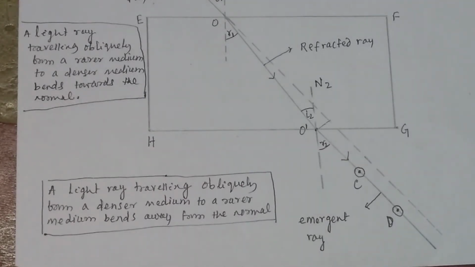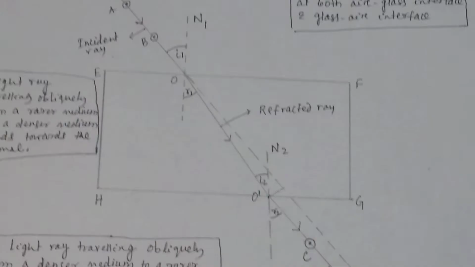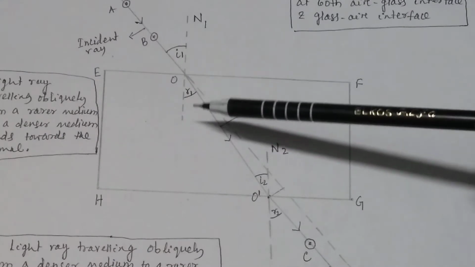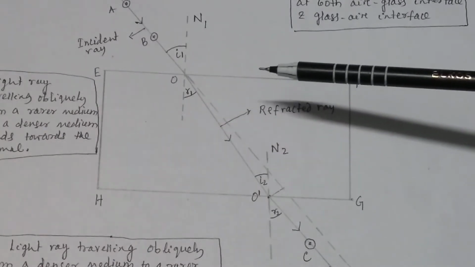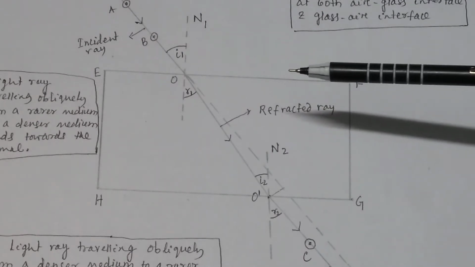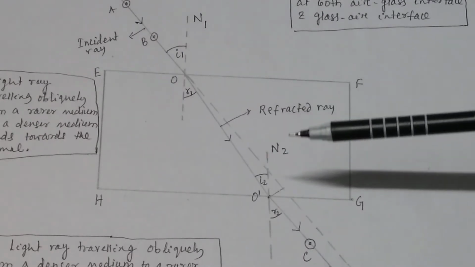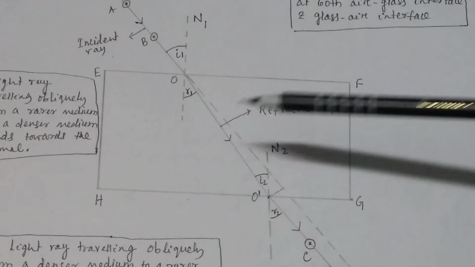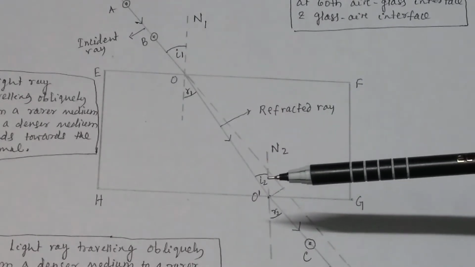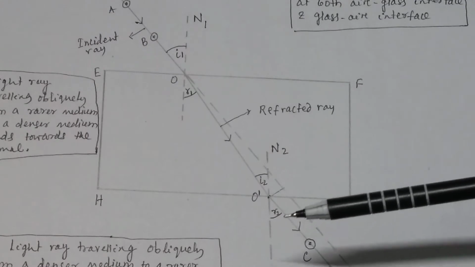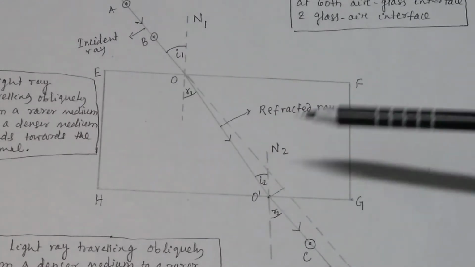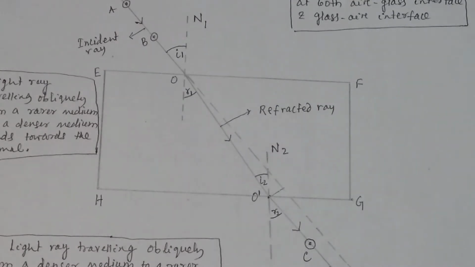This you can see in the experiment. If you measure the angles I1 and R1 and take the value of sin I1 divided by sin R1, it will be equal to a constant quantity. That constant is called the refractive index of this material, of this glass slab. Similarly, if you take sin I2 divided by sin R2, it will also be the same constant value, which is called the refractive index of the glass material.